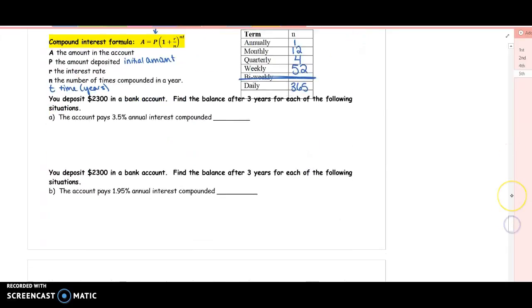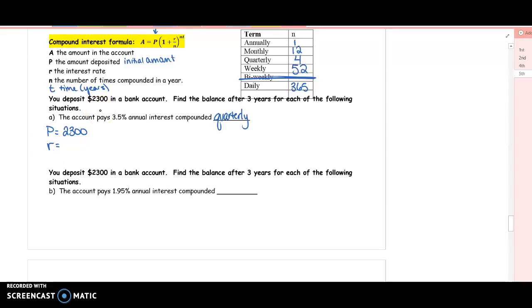So you deposit $2,300 into a bank account. Find the balance after 3 years, if the account pays 3.5% annual interest, compounded quarterly. So what is our principal? What is our starting amount? $2,300. What is our interest rate?